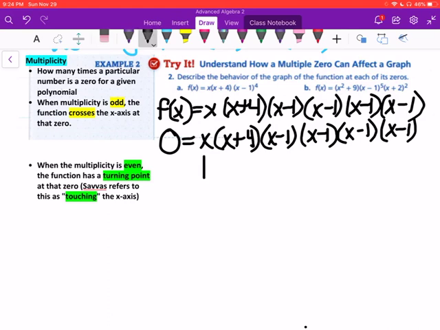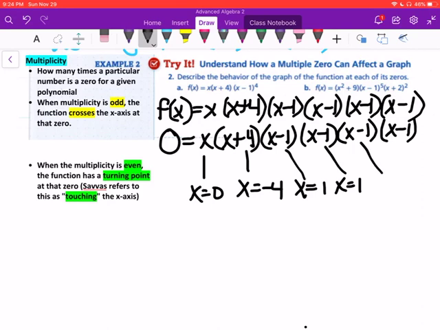But I would end up getting all these answers. I would get here that x equals 0. For this one, I would get x equals negative 4, because when you set x plus 4 equal to 0 and solve, you'll get x equals negative 4. For this one, I would get x equals 1. Then I would get x equals 1 again, and again, and again. Okay, so you notice I got x equals 1 four times.